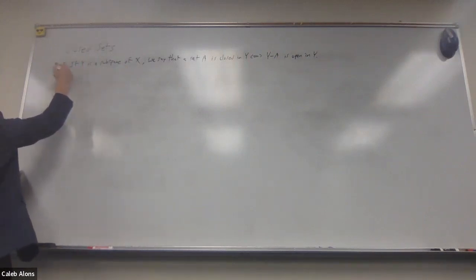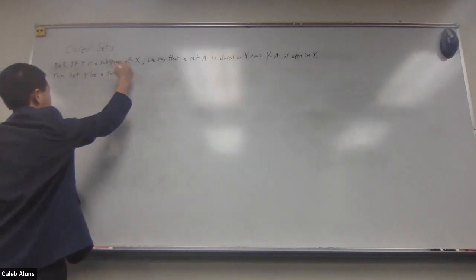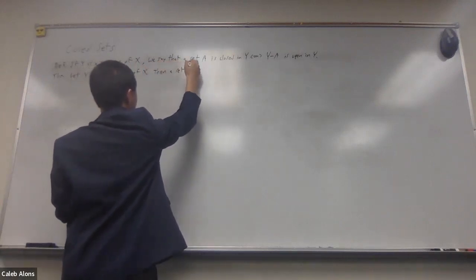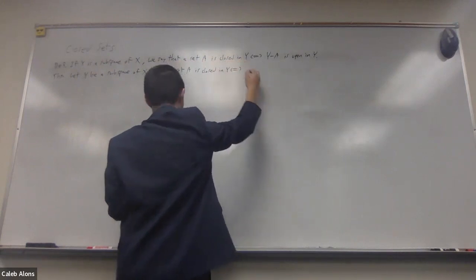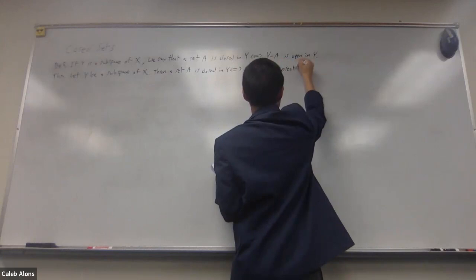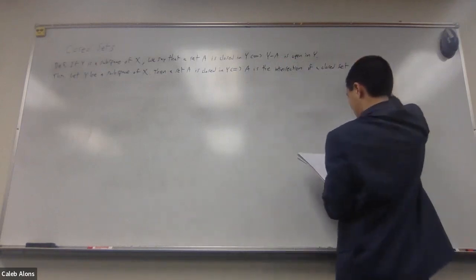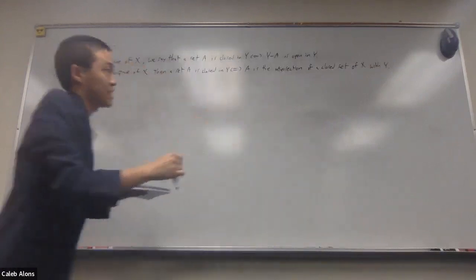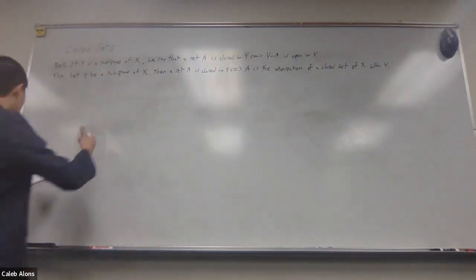Okay, so theorem. Let Y be a subspace of X. Then a set A is closed in Y if and only if A is the intersection of a closed set of X with Y. So if we have a closed set of X and we make an intersection with the subspace Y, and A is that intersection, then A will be closed in Y. So it'll go both ways, so we'll prove it both ways.